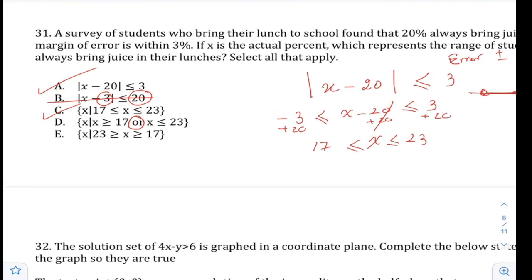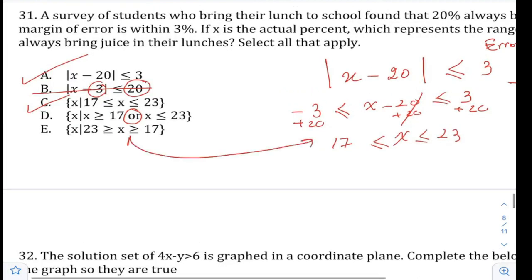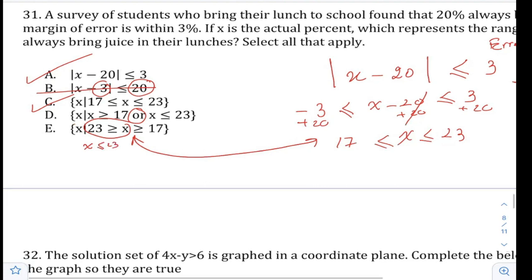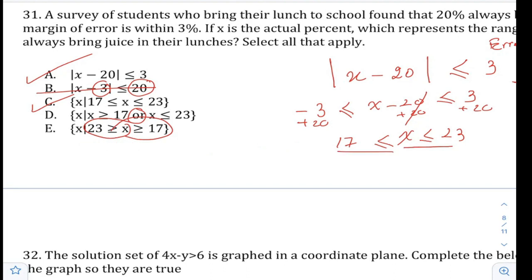Let's check E. If you look and compare E and C, you can see that they are exactly the same. Here we have X written as X less than or equal to 23. Yes, and it is less than or equal to 23. X more than or equal to 17. Yes, X more than or equal to 17. So E is also correct. As you see, these has been reversed. So we have A, C, and E are correct.